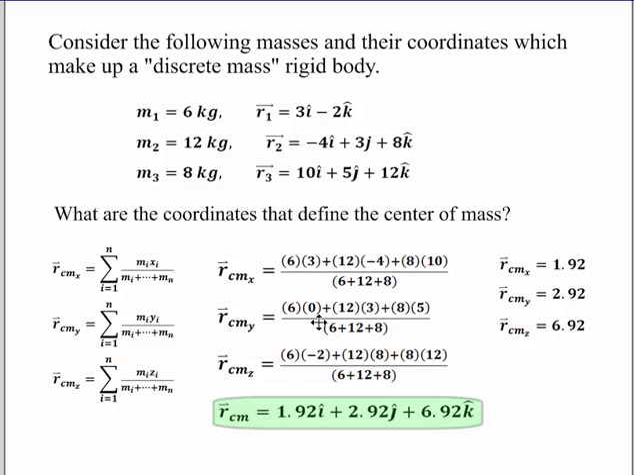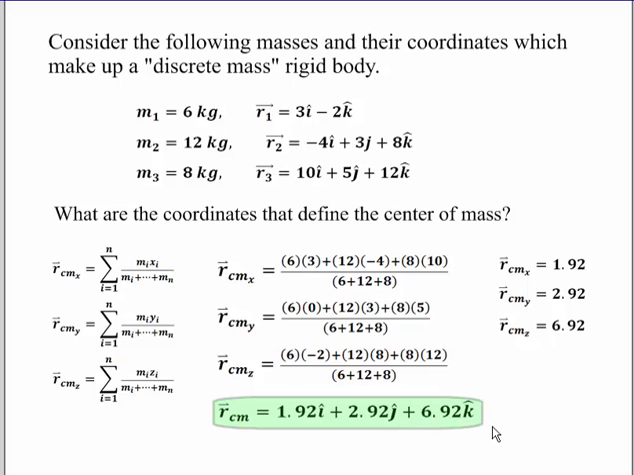I follow the same approach with the y. I take the 6 times 0 plus 12 times 3 plus 8 times 5, and again divided by the summation, which is 26, and I'll get 2.92. And then to do the k value, I will take 6 times minus 2 plus 12 times 8 plus 8 times 12, and again divided by 26, I will get 6.92. So now I can write the center of mass as a position vector, as 1.92 i hat plus 2.92 j hat plus 6.92 k hat.